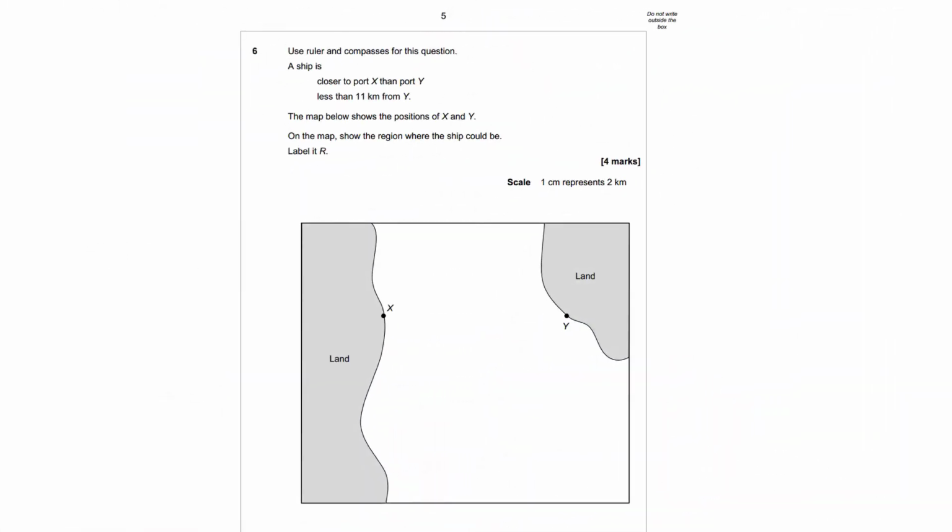Question 6. Use a ruler and compasses for this question. A ship is closer to port X than port Y, less than 11 kilometers from Y. The map shows the position of X and Y. On the map, show the region where the ship could be. Label it R. So we're going to have to use our knowledge of loci of various points along with our compass skills to work out what the answer is.